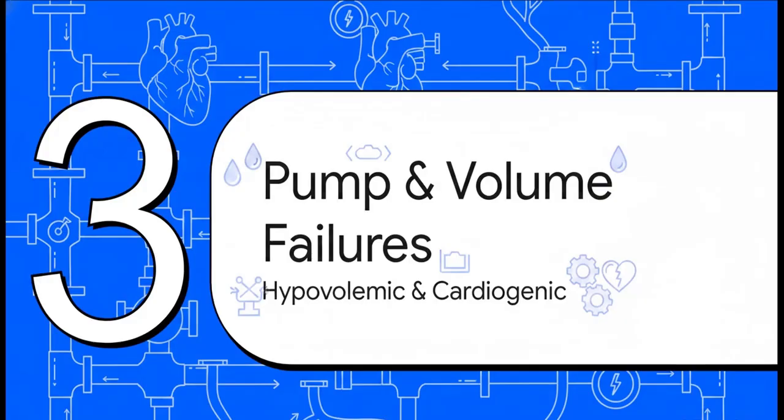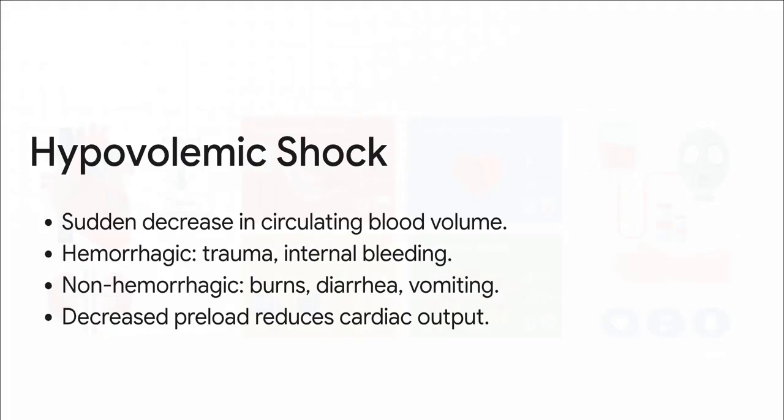Moving to Section 3, pump and volume failures. To figure out the etiology here, it really helps to think of the cardiovascular system as a giant plumbing network that's prone to some very specific physical failures. The first one in our diagnostic rule of 4 is hypovolemic shock. Think of this as a total loss of water in the pipes. It's a volume failure caused by a sudden, massive drop in circulating blood volume.